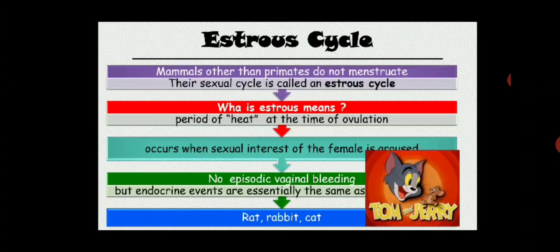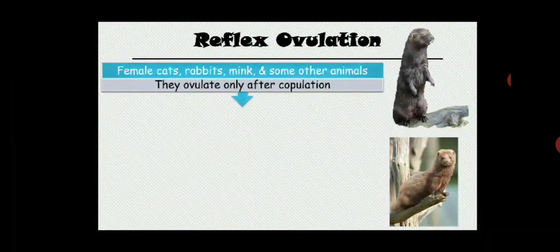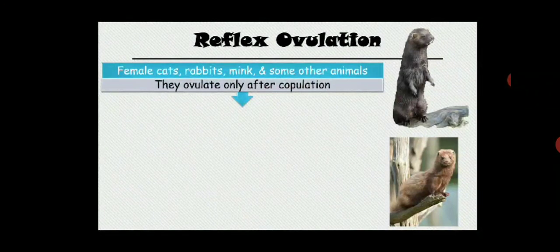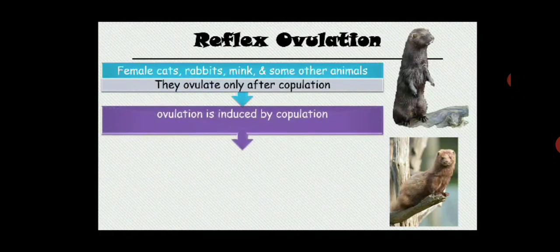One more concept that you need to remember is reflex ovulation. Now what is reflex ovulation? As I mentioned in our previous slide, female cats, rabbits, mink and some other animals ovulate only after copulation. These are the minks. Now what is copulation? Copulation is basically sexual intercourse. So nature provided them a very beautiful mechanism. They only ovulate once they start sexual intercourse. So ovulation is induced by copulation, and it is known as reflex ovulation.